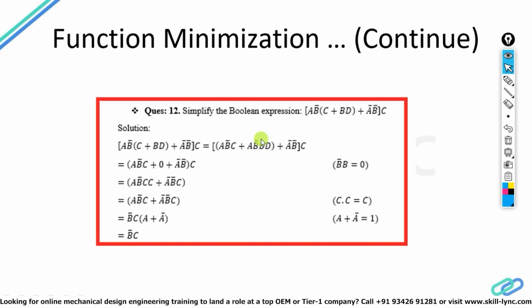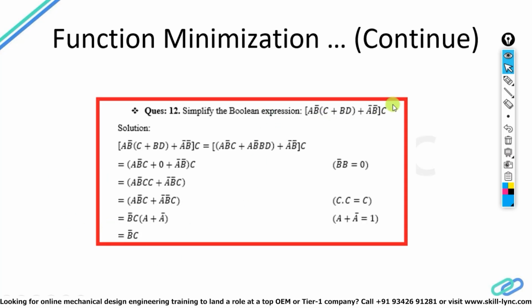I am repeating the same thing again. The question was a b bar c plus bd plus a bar b bar into c. First of all, open the brackets. When you open the brackets, you will see that many terms are repeated or in complementary form, like A into A bar, B into B bar or B plus B bar. Whenever you get a term into its complemented form, just put it as 0, because the rule says A into A bar equals 0 and A plus A bar equals 1. After putting in the values, you get the reduced form.